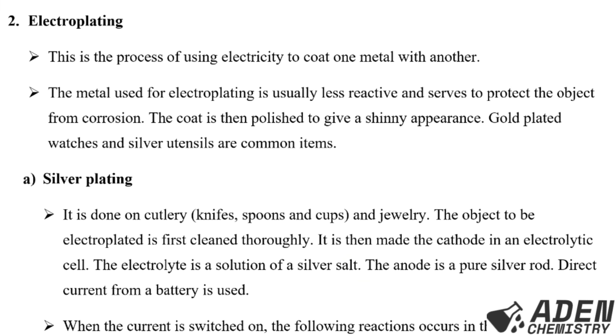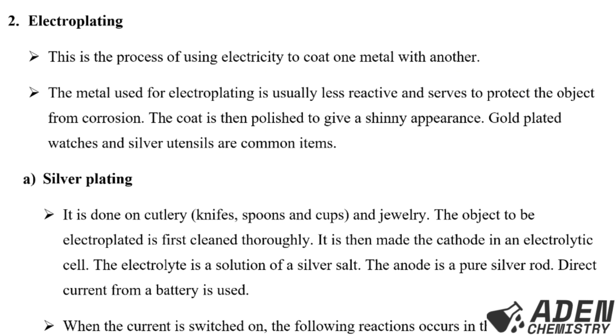So we are going to go to the second application of electrolysis, which is electroplating. We are saying this is the process of using electricity to coat one metal with another. Next, the metal used for electroplating is usually less reactive and serves to protect the object from corrosion. Then the coat is polished to give a shiny appearance. For example, gold-plated watches and silver utensils are common items.